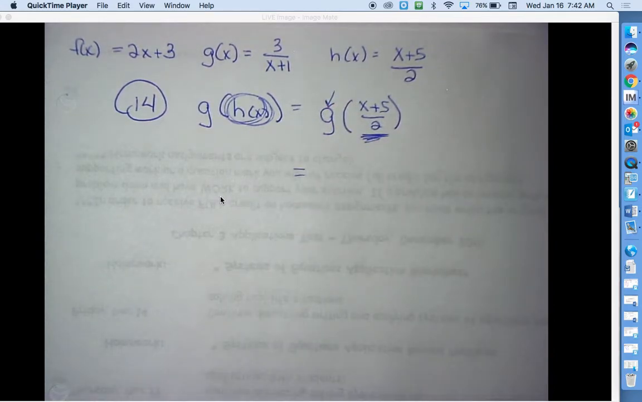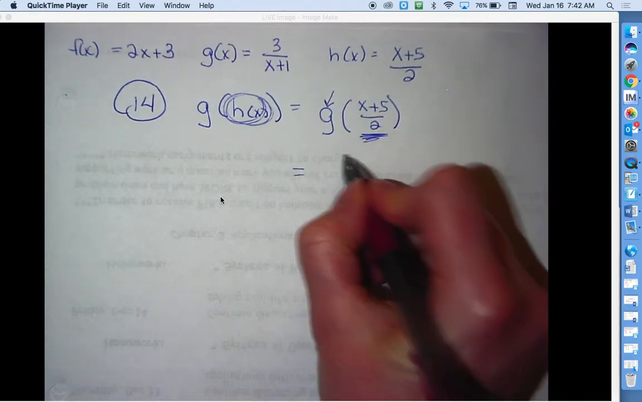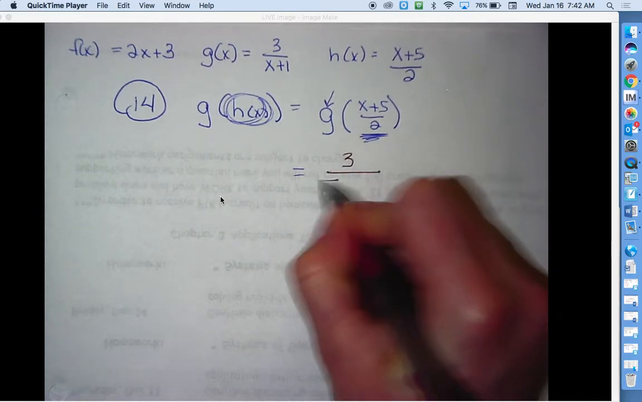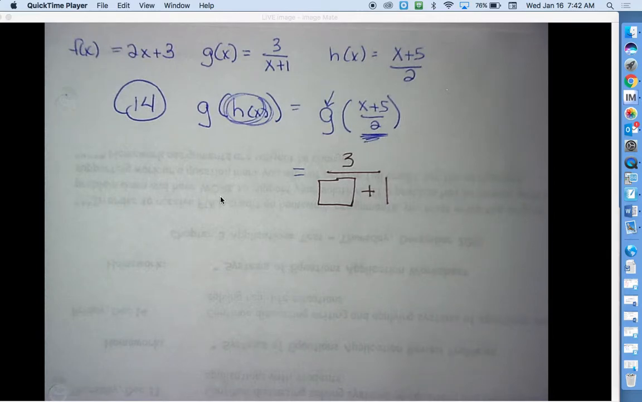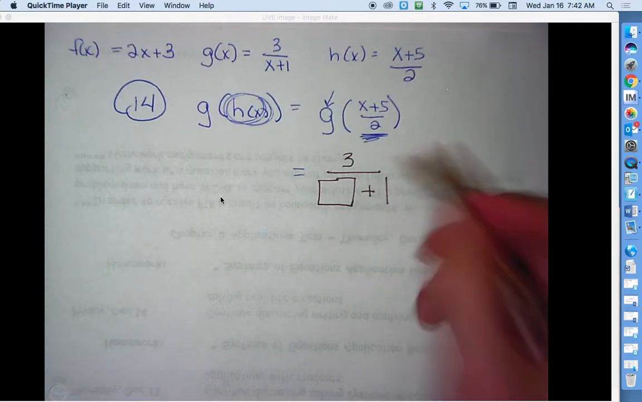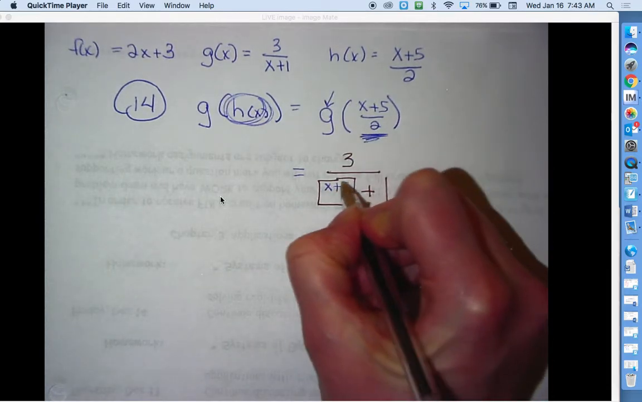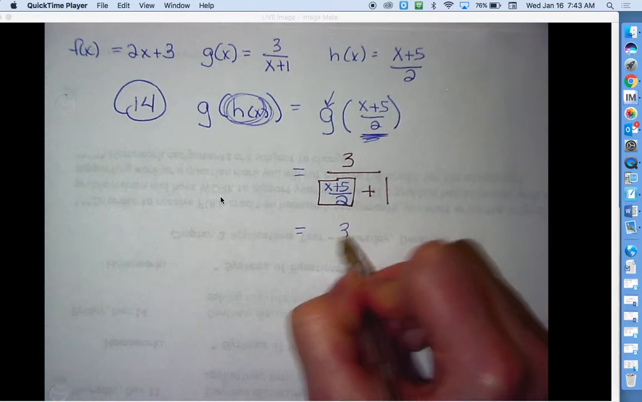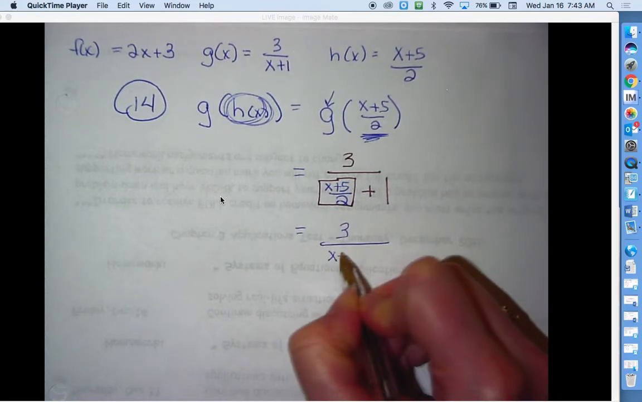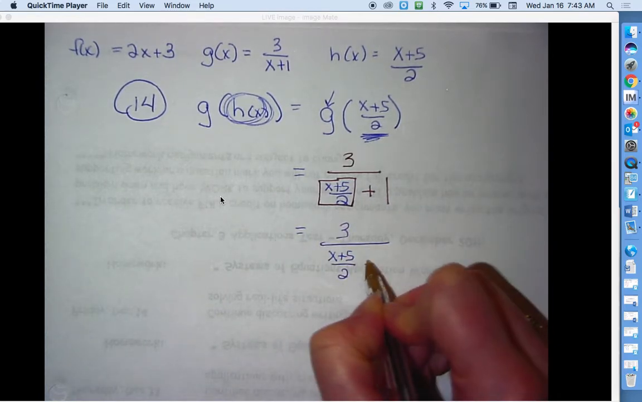So the g function has a 3 on the top, and then it says x plus 1. So in that x space, we're going to put x plus 5 over 2, because that's replacing x. So you're taking x out, you're replacing it with whatever's in parentheses. So I'm just going to rewrite it so I don't have a box around that. X plus 5 over 2, and then plus 1.